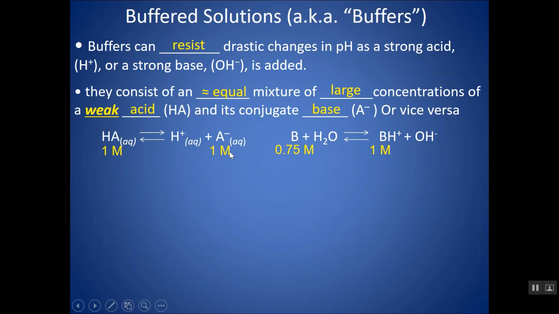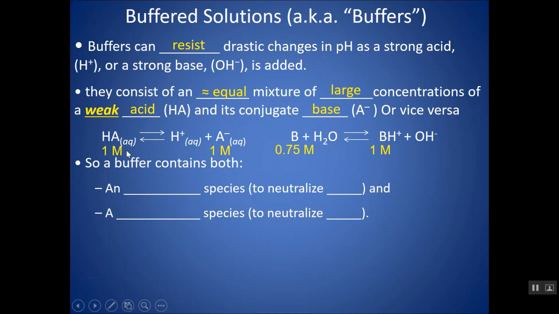But again, this has to be a weak conjugate acid-base pair. We want roughly equal concentrations of both, and we want large concentrations so that even if some of the HA gets used up, we still have a big pool more of it. So we need an acidic species and a basic species, and it needs to be a weak acid-base pair.